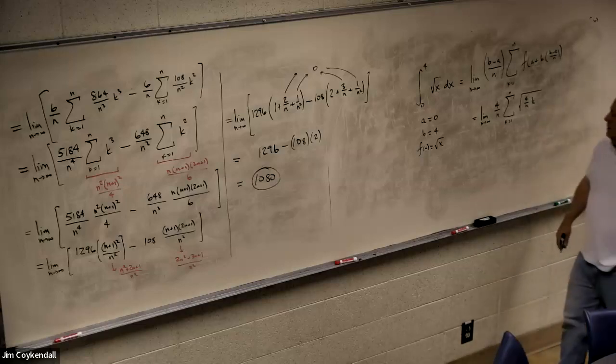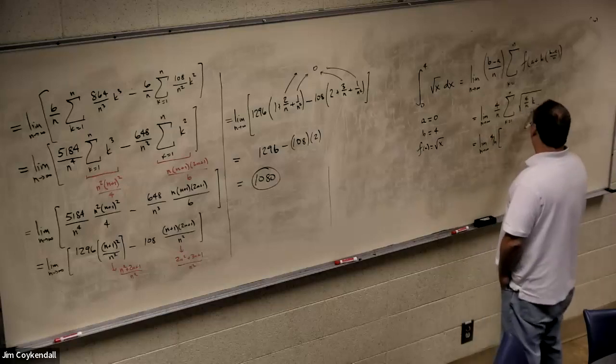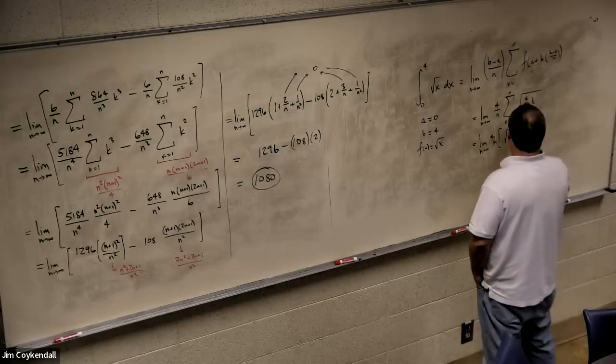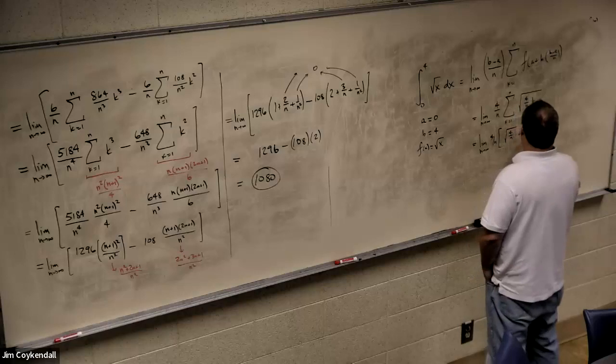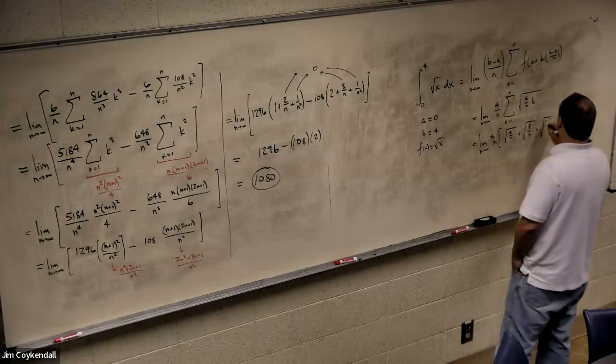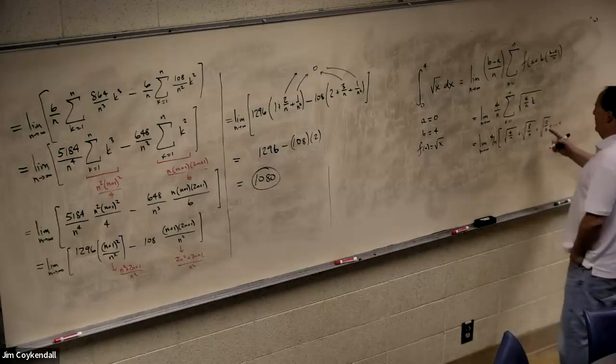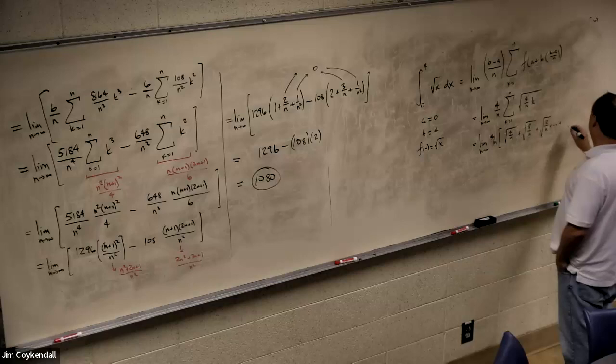And we're starting to see some limitations now. k equals 1: square root of 4 over n. k equals 2: square root of 8 over n. k equals 3: square root of 12 over n. And so on, up to square root of 4n over n.